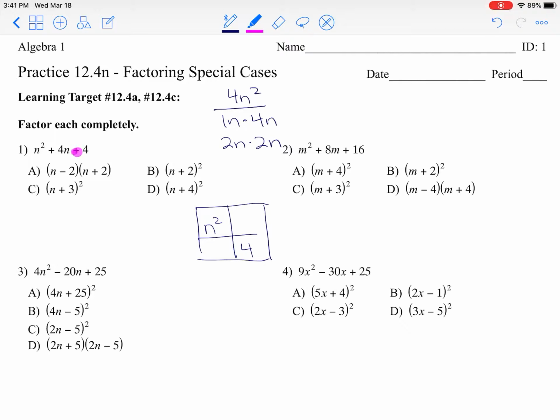Just like previously, we look right here. That add sign tells me that I need to add the factors. So 1n and 4n equals 5n, 2n and 2n equals 4n. And then I look at my problem, and that tells me that I need positive 4n. So to get the positive 4n, I need 2n and 2n. So that completes my box.